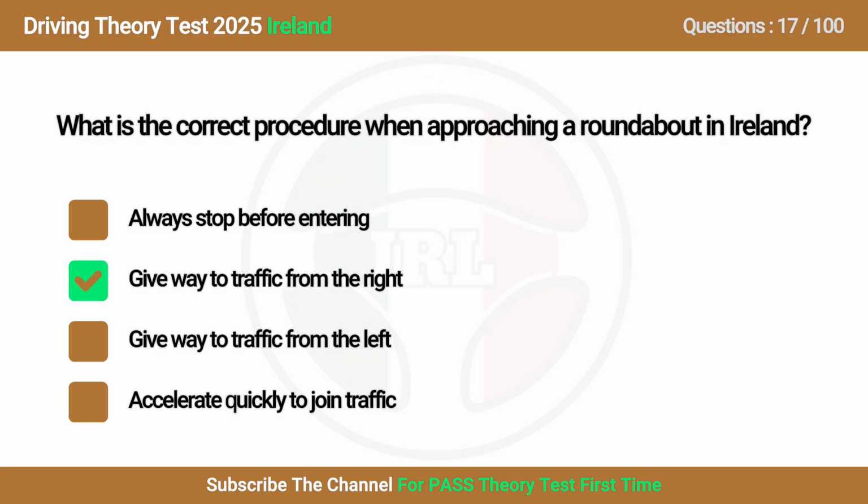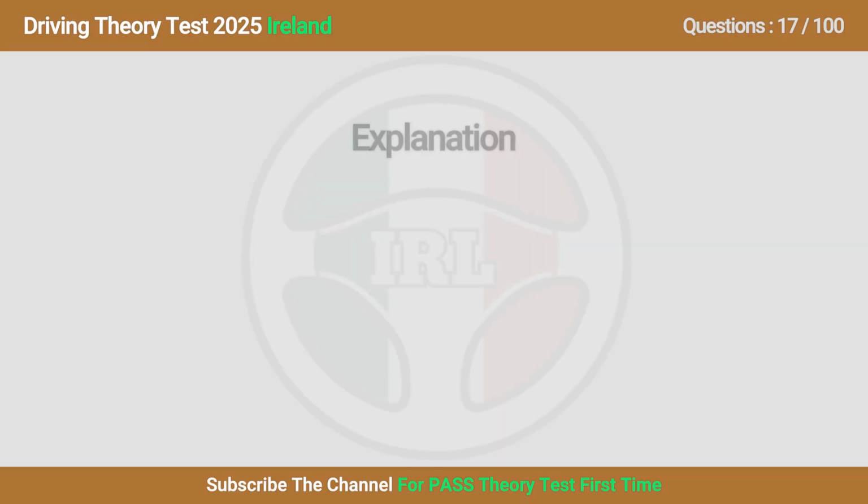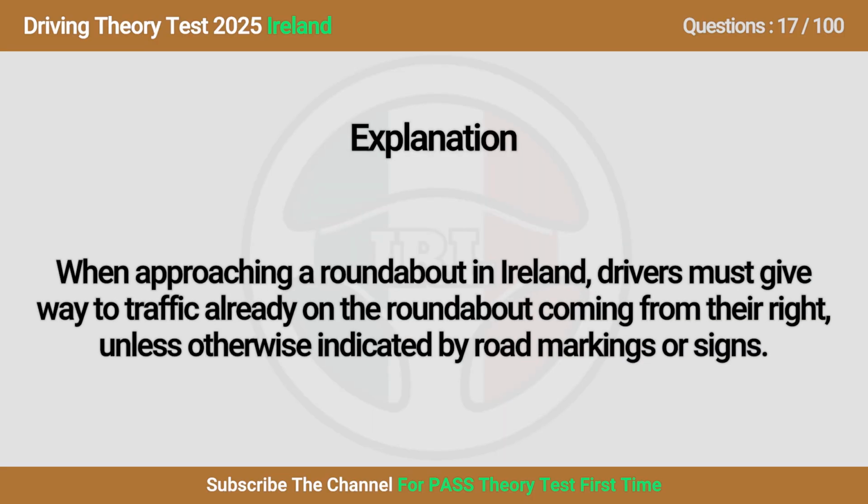Answer is B. Give way to traffic from the right. When approaching a roundabout in Ireland, drivers must give way to traffic already on the roundabout coming from their right, unless otherwise indicated by road markings or signs.